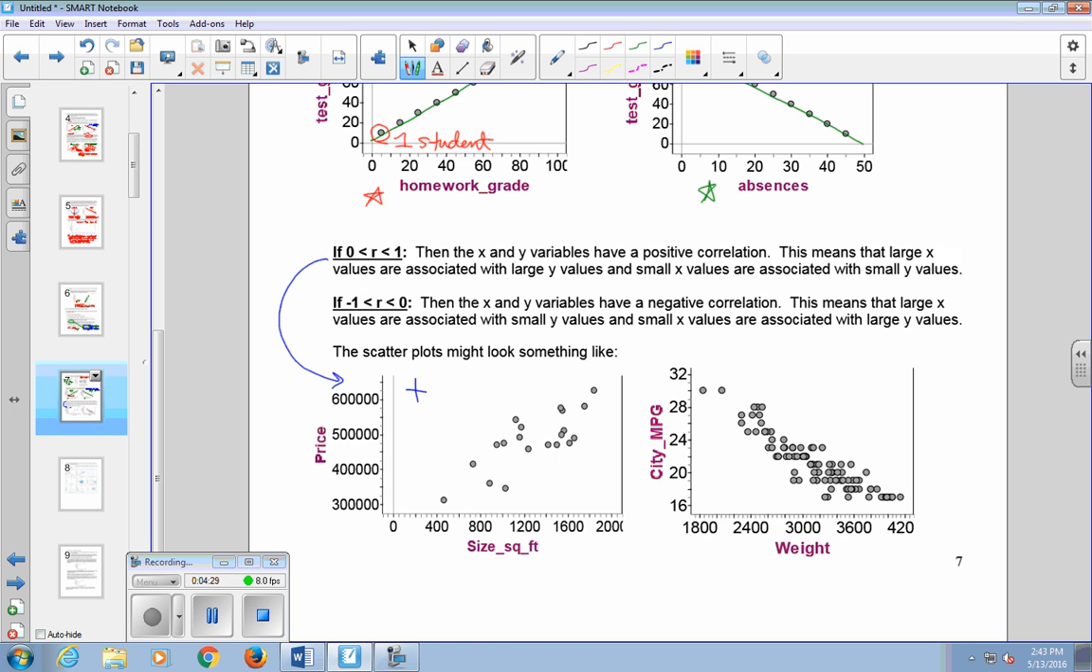Okay. Take a closer look at this. This is price versus size. So this is a scatter plot we've seen before. These were the homes that we got from Zillow.com.